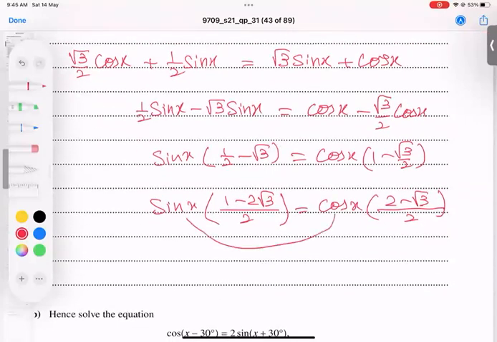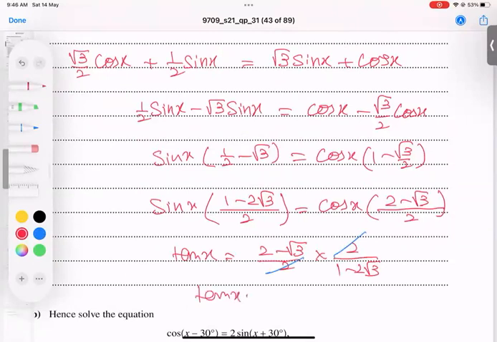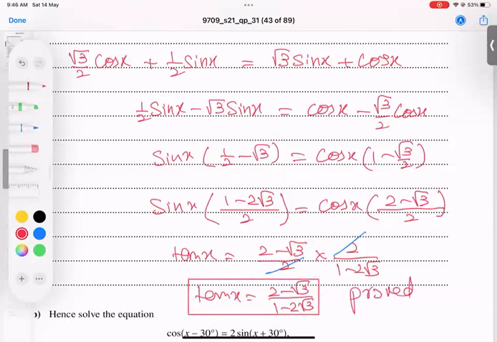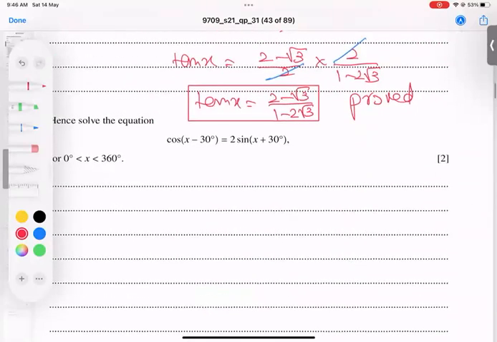Now this cos comes under sine, it becomes sine over cos, becomes tan. But here 2 minus root 3 over 2, when it goes to the right hand side, what happened: this divide will multiply up, this multiply will divide down. So ultimately this 2 cancels out, and tan x equals 2 minus root 3 over 1 minus 2 root 3. So this is my answer. So proved. Yes, exactly, it matches.